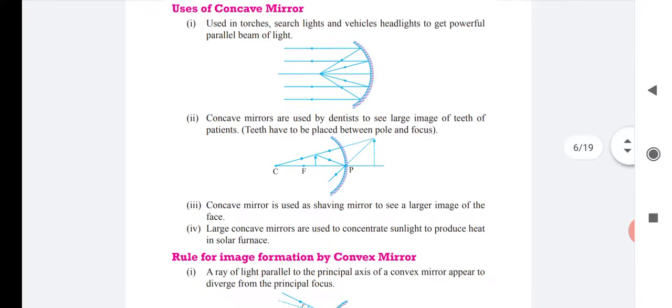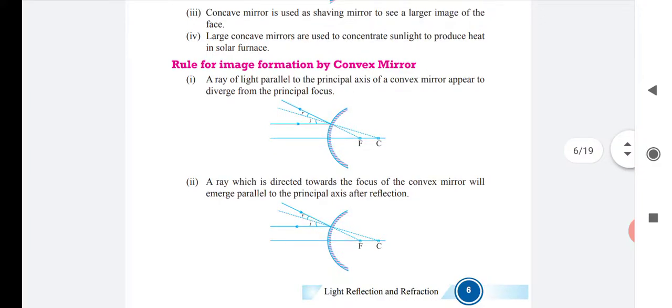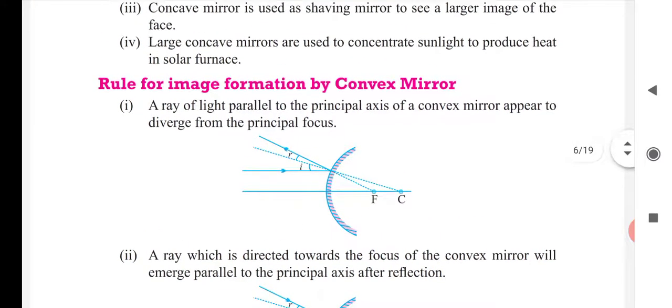Next, we will discuss the rules for the formation of images by a convex mirror. Previously I discussed concave mirrors; now I will discuss convex mirrors. Here there are only a few rules. The first one is a ray of light parallel to the principal axis. If you send a ray parallel to the principal axis, after reflection it will diverge.